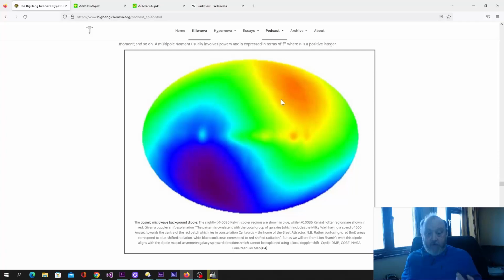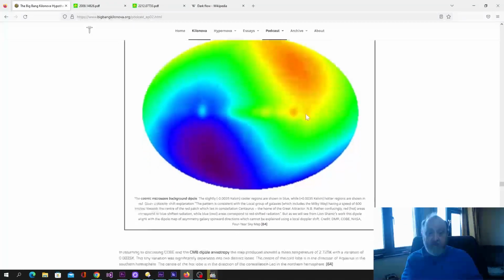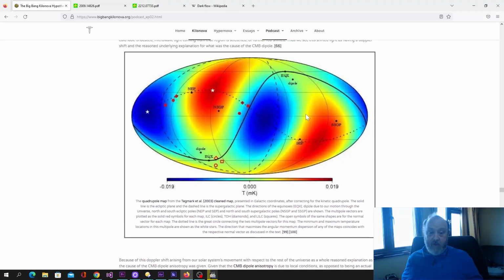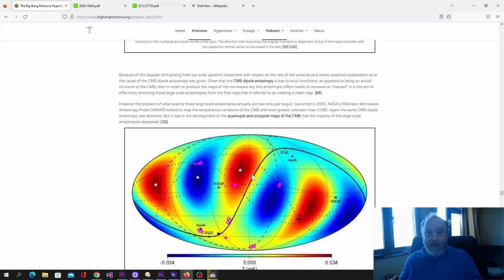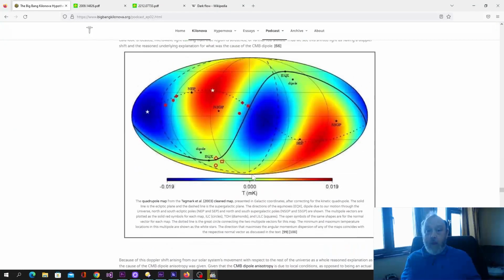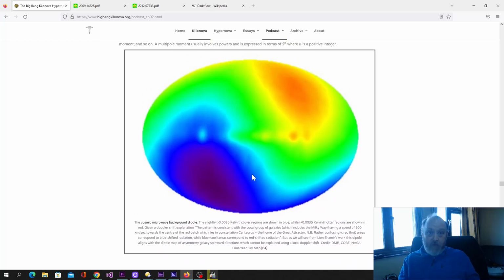So in the first mission, which was the COBE mission, they discovered the CMB dipole with a fluctuation of 1 in 1,000. This is in complete contrast to the temperature fluctuation of the quadrupole maps, or the octupole maps, or any other subsequent map, which is 1 in 100,000. But the dipole map is 1 in 1,000 variation.